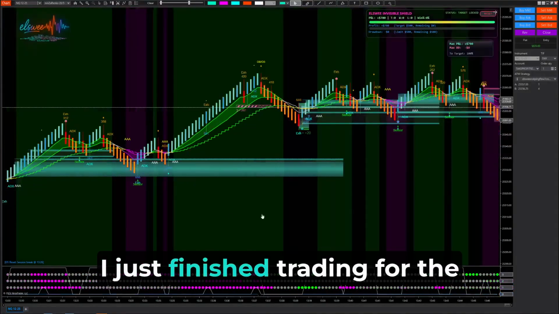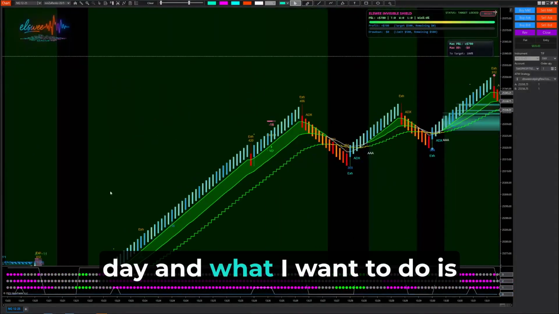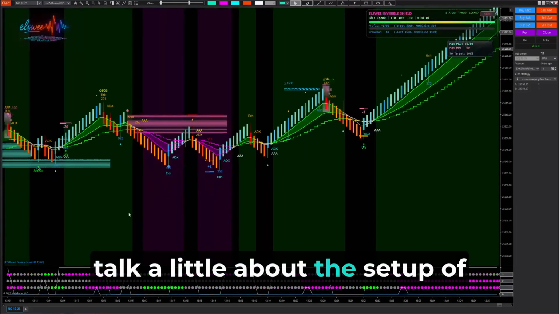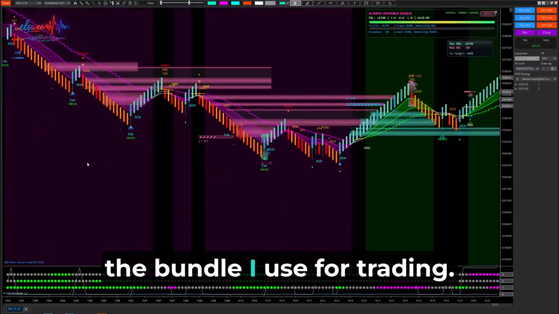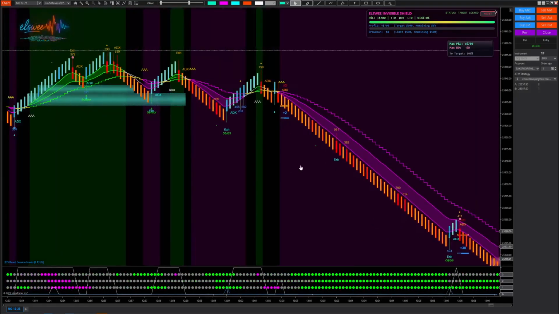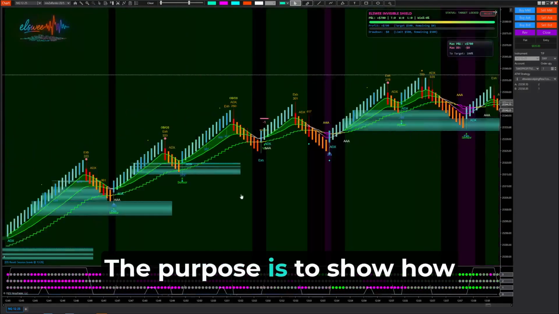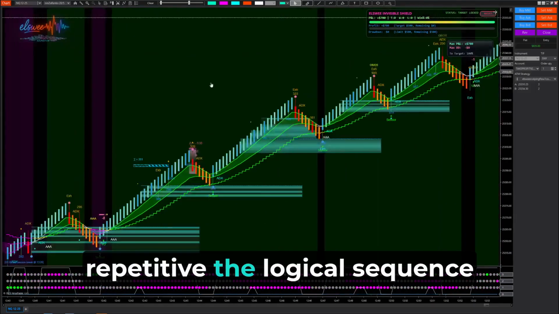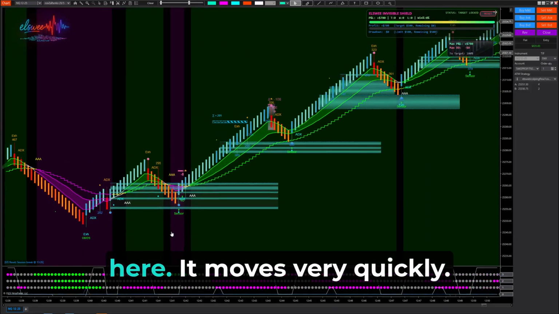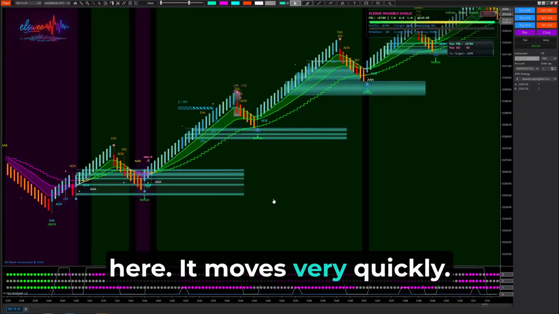Okay, I just finished trading for the day, and what I want to do is talk a little about the setup of the bundle I use for trading. The purpose is to show how repetitive the logical sequence is with the indicators I use here. It moves very quickly.